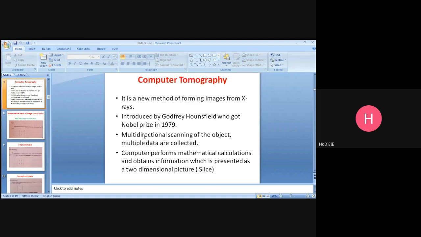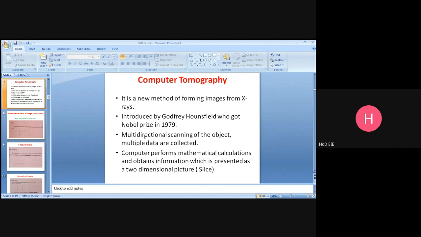Mainly, it is based on multi-directional scanning of the object of interest that's being kept under study. From this, the multiple data are collected. The measurements here are usually taken from the X-rays which we transmit through the body, and this contains the information about all the constituents of the body which are in the path of the X-ray beam. So by using this multi-directional scanning, you are able to collect the multiple data.